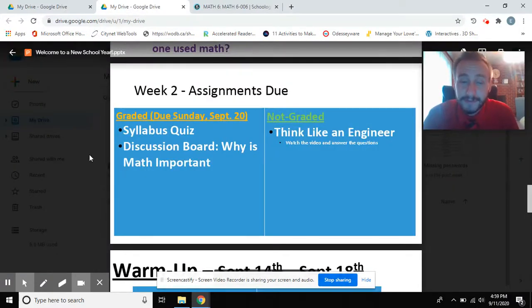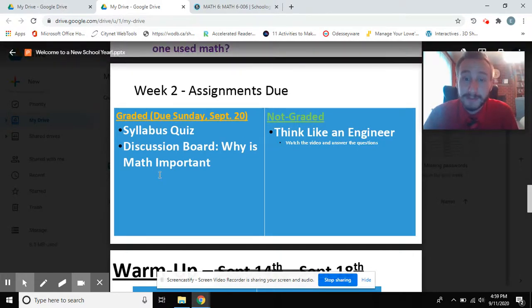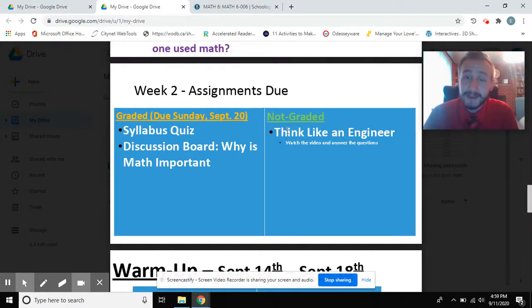So for this week, there's a few assignments I would like you to be working on. For the first one, it's a syllabus quiz, and then I would like you to do the discussion board, why is math important? And we'll go over those in a minute. Now, I do have another assignment. I have it labeled as enrichment. It's not going to be graded, but I do encourage you, give it a shot, look over what it is, because it's talking about how important mathematics is in real life, okay, and thinking like an engineer. Okay, so make sure you do check out that folder and you watch that video and give the discussion board a try. Okay, so let's go over the syllabus quiz.